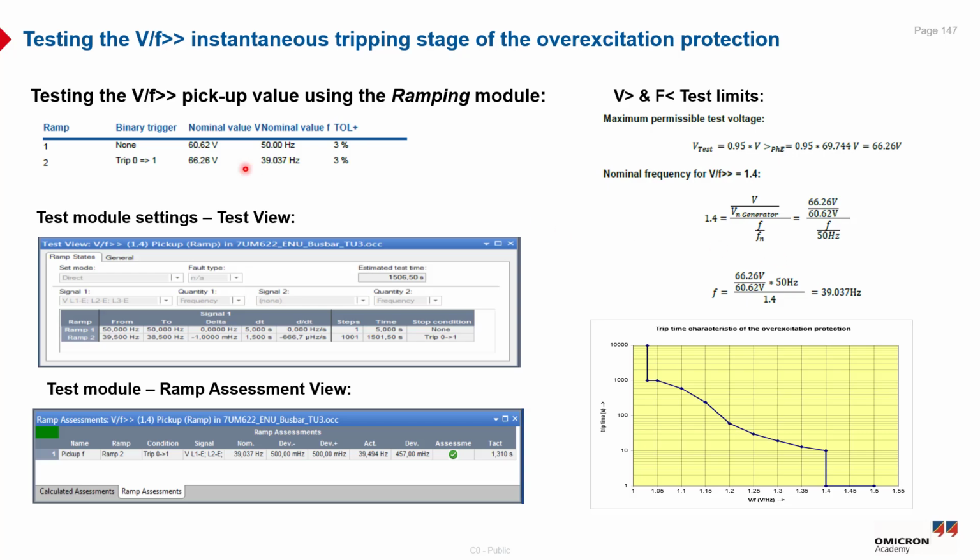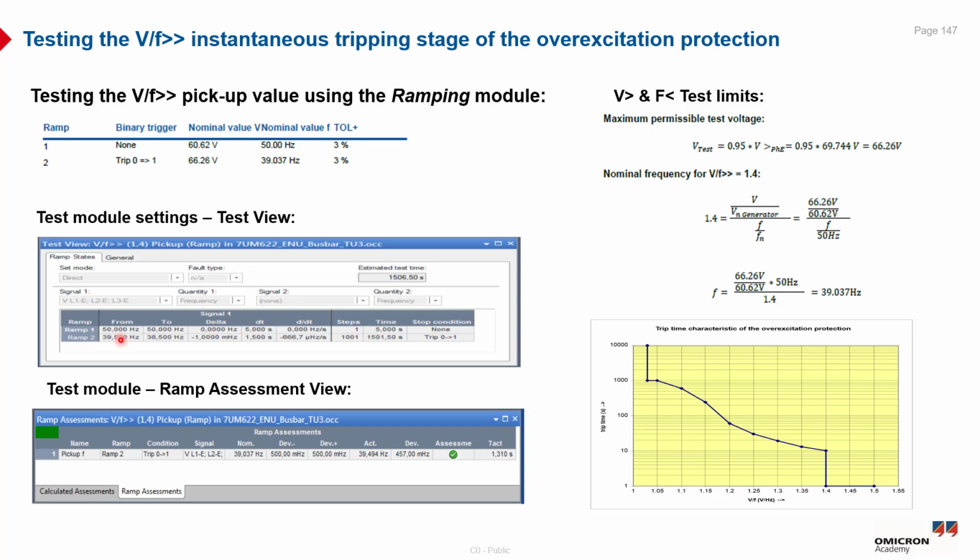So you can see here the ramping test view. Here is the setting. For ramp 1, we don't need any binary trigger. We will inject the nominal voltage with the nominal frequency, and in ramp 2, we are expecting a trip, from 0 to 1 to trigger the ramp 2, and the nominal value will be 66.26, and the nominal frequency will be 39.037 as we explained. You can see here also signal number 1 is the frequency, and we will fix the voltage in this case.